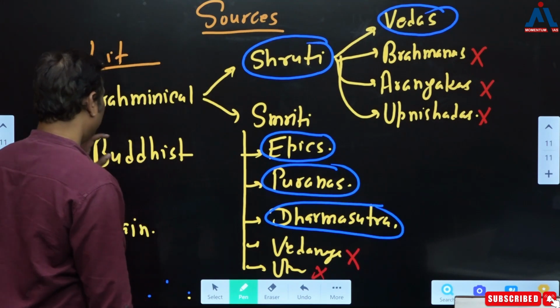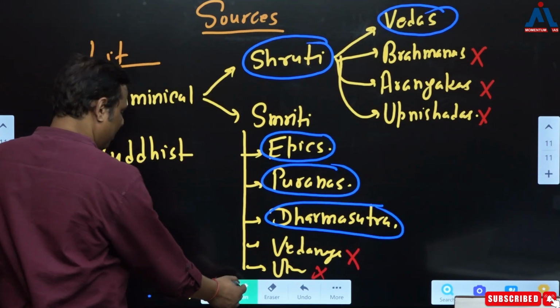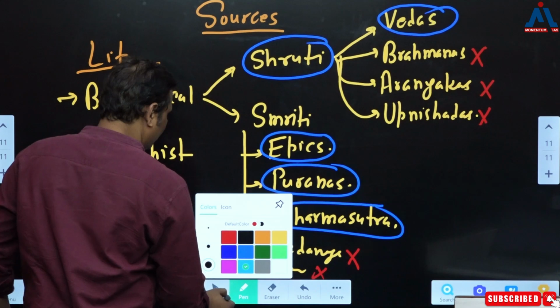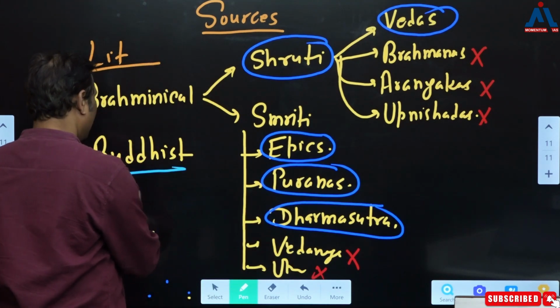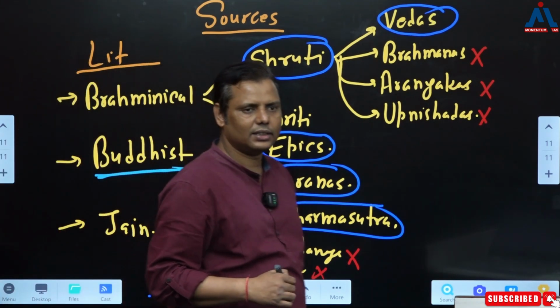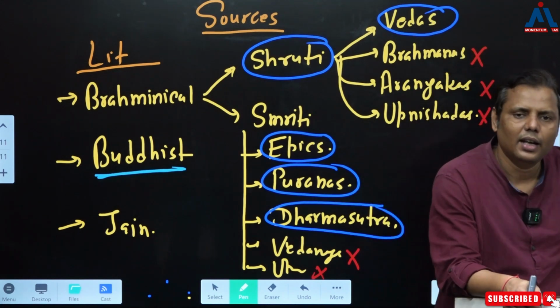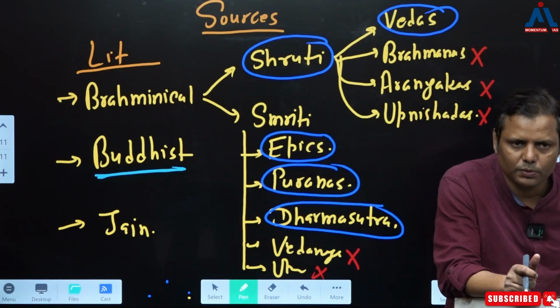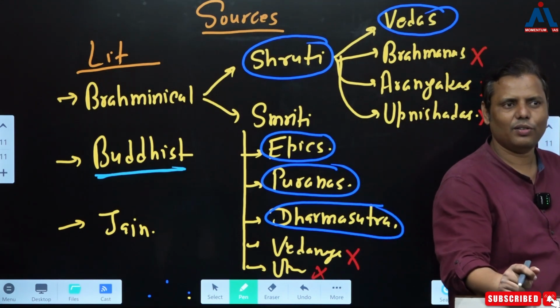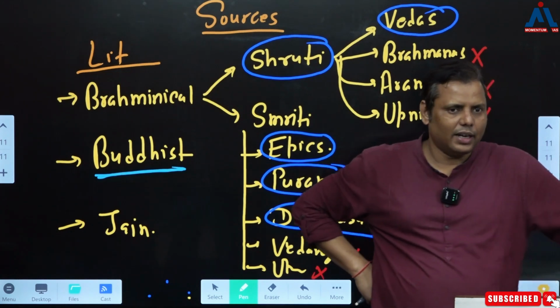Now coming to Buddhist literature, right? Again, that is a very important category, I must tell you. When it comes to the Buddhist literature, there is very little chance that they will ask any question from a separate Buddhist source. Correct? They are not going to ask how the Milinda Panha is helping in writing the history.